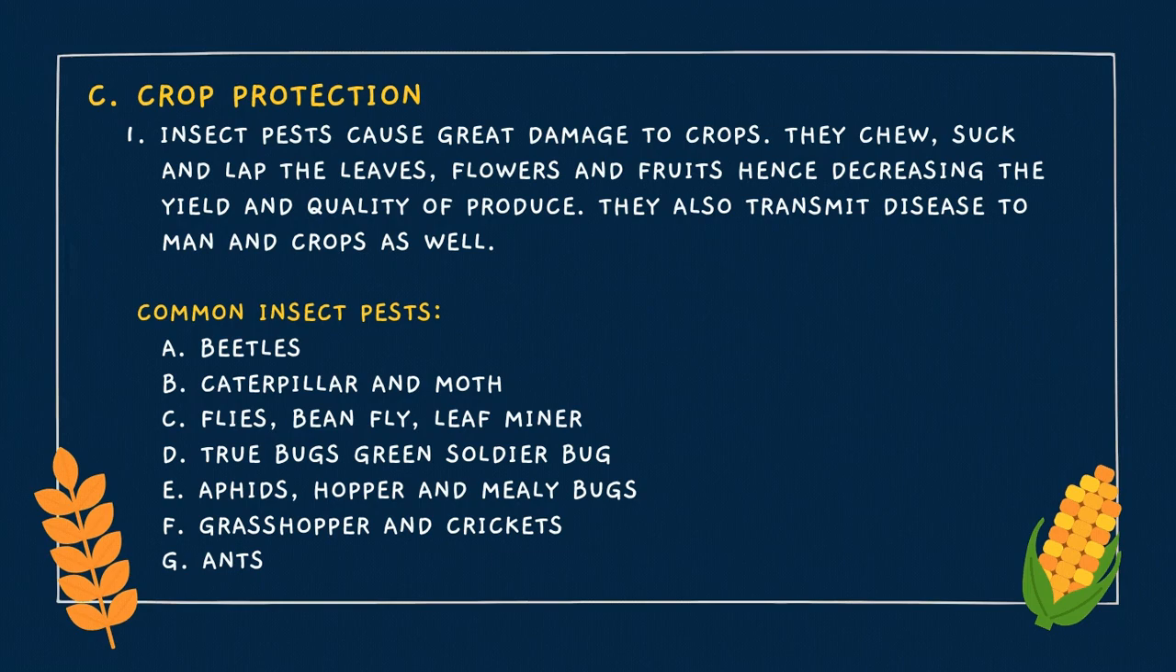Common insect pests: beetles, caterpillars and moths, flies, beanfly, leaf miner. True bugs: green soldier bug, aphids, hoppers, and mealybugs, grasshoppers, and crickets. And lastly, ants.